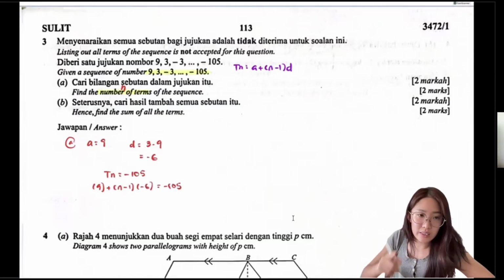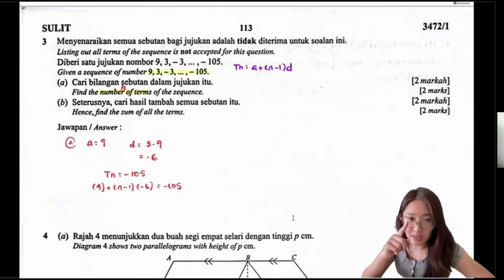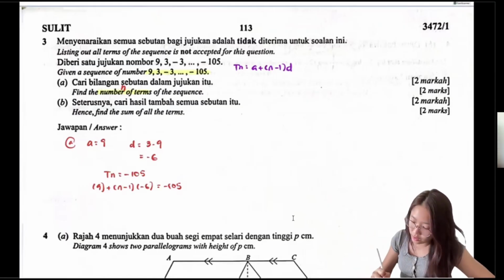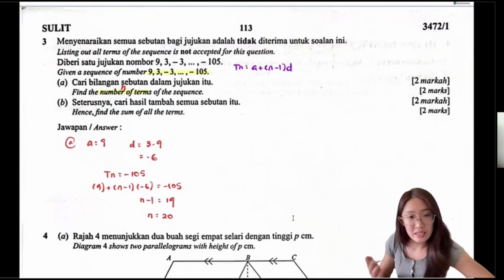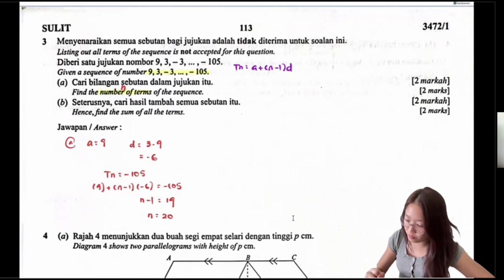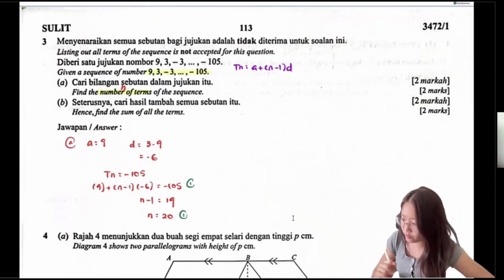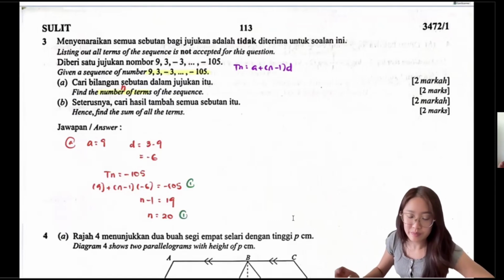Then use your calculator, you bring over 9 first. 9 bring over you minus, and then -6 bring over you divide. So here you have n minus 1 equals to 19. N equals to 20. See? In the whole progression over here, you have 20 numbers, 20 terms. 1 mark given here, applying the formula, and for the final answer.